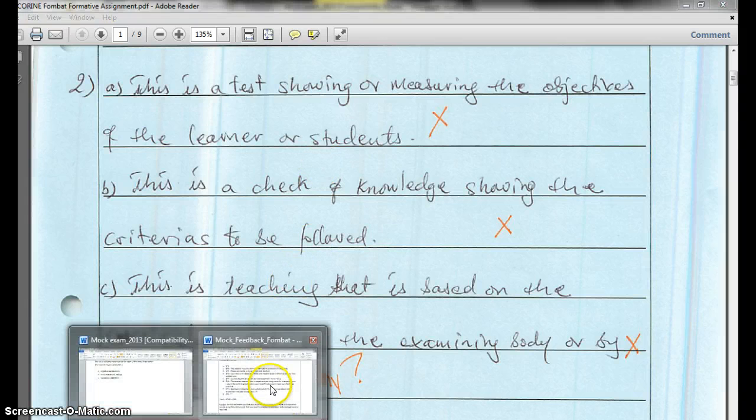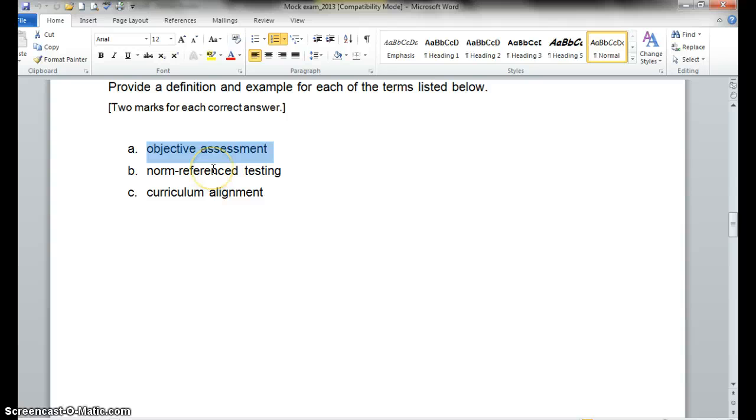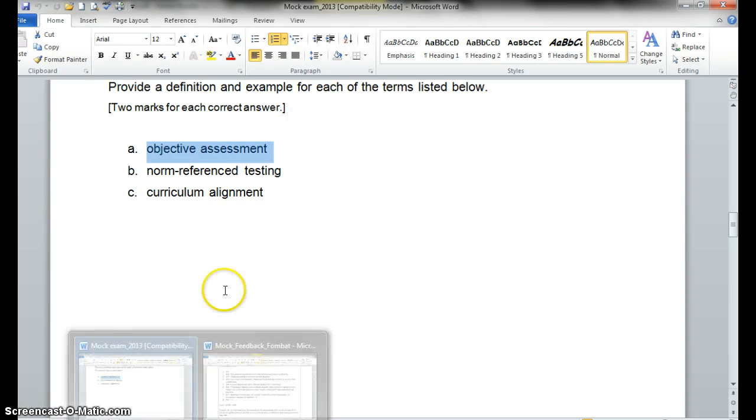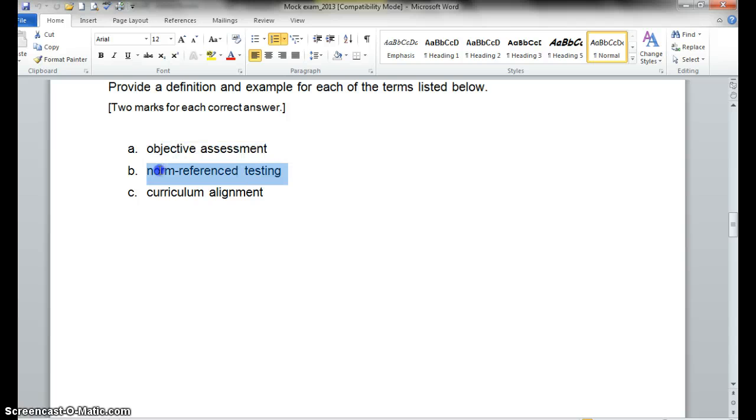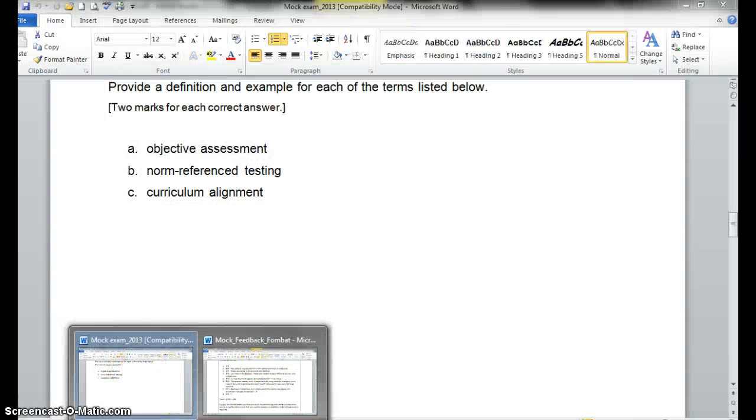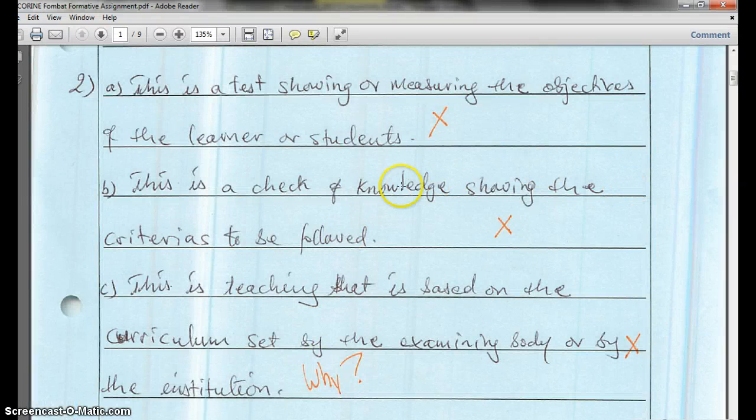B was norm reference testing. So that's about where there isn't a fixed pass mark. All the results are collated from an exam, and then from there they decide what the pass mark is, what the grades are, for example GCSE. And let's see what you put. You put, this is a check of knowledge showing the criteria to be followed. So no, you would have to mention something about the results being looked at before the pass grade or pass mark is decided.